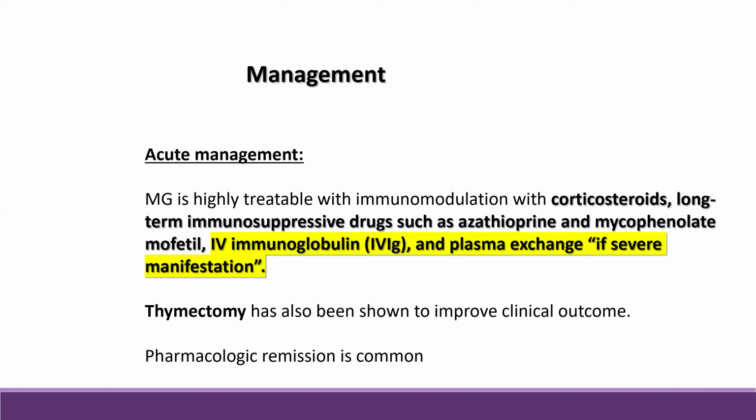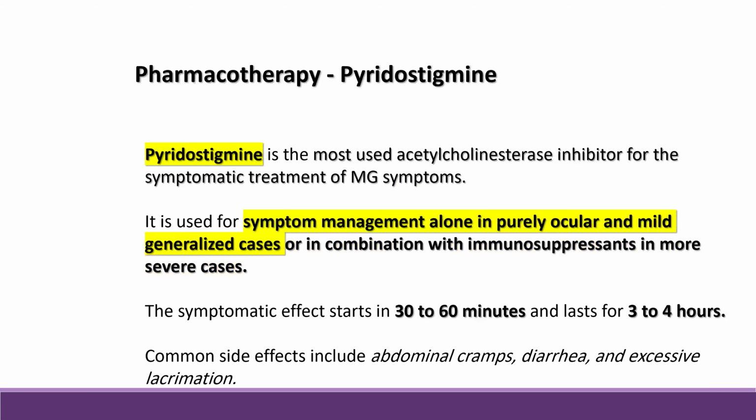In terms of the management of myasthenia gravis, it's highly treatable with immunomodulators. We can start with corticosteroid and with long-term immunosuppressive treatment like azathioprine or CellCept, IVIG or plasma exchange in severe manifestations. Thymectomy also showed improvement in the clinical trial. So in the acute management, these are the options available.